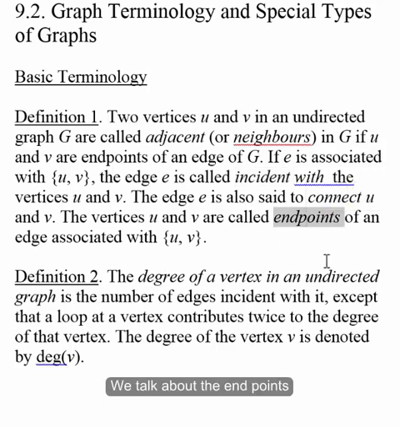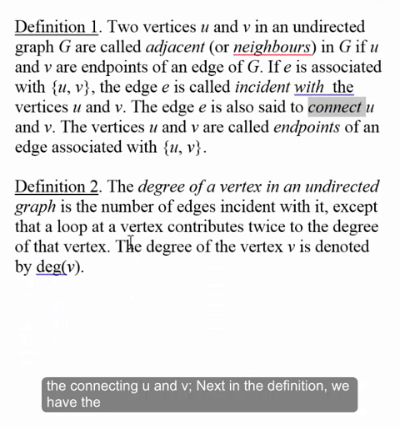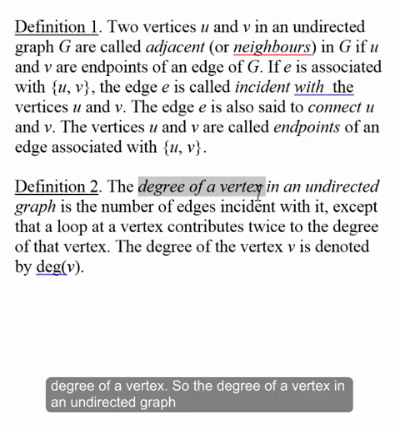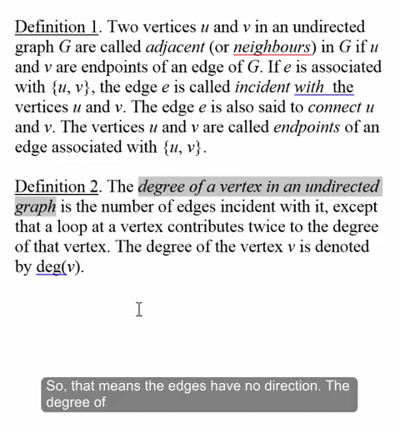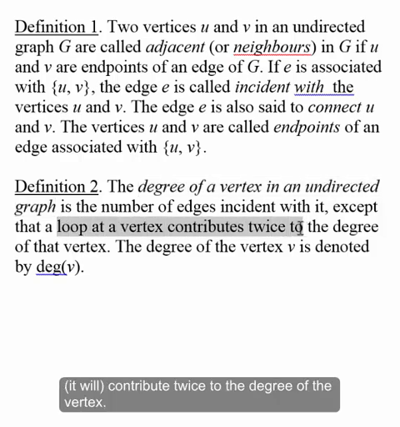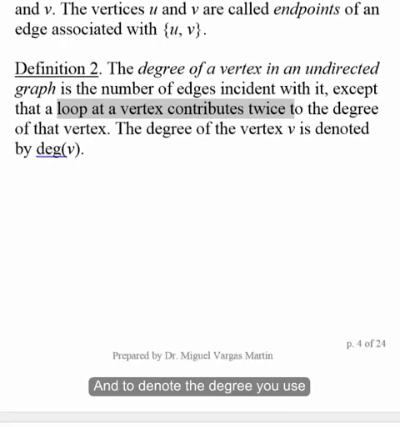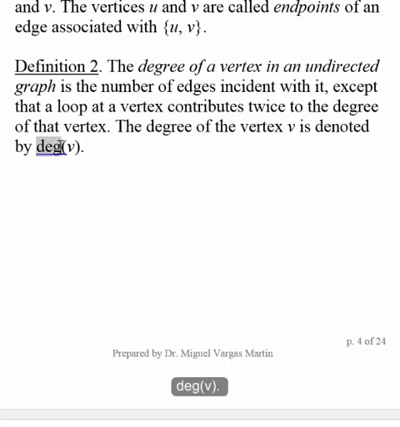We talk about the endpoints, connecting U and V. Next in the definition we have the degree of a vertex. So the degree of a vertex in an undirected graph, so that means that edges have no direction. The degree of a vertex here is the number of edges incident with this vertex. So if you have a loop, that contributes twice to the degree of that vertex. And to denote the degree, you use deg of V.